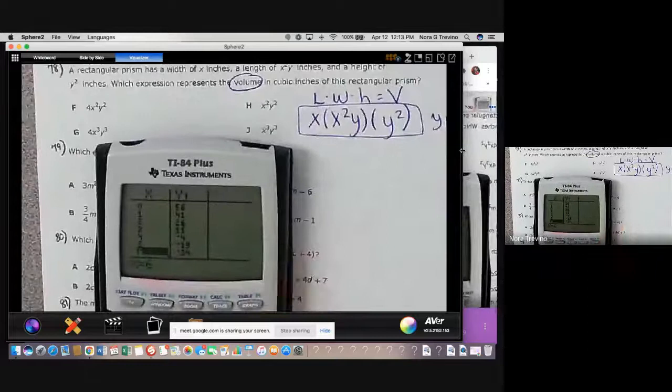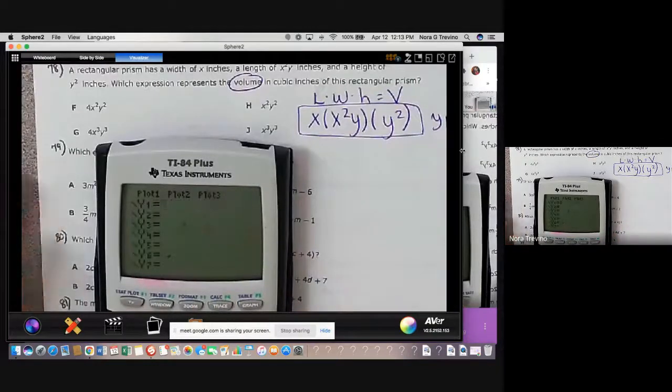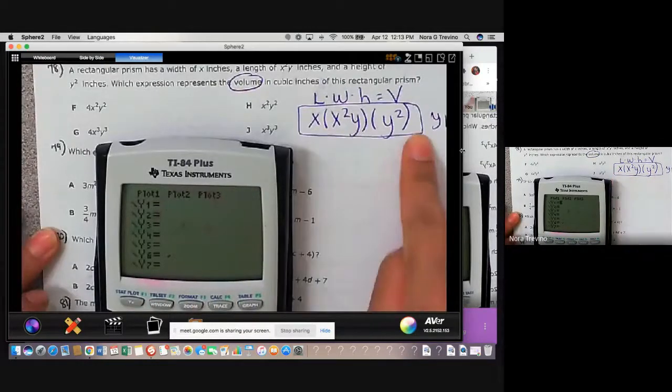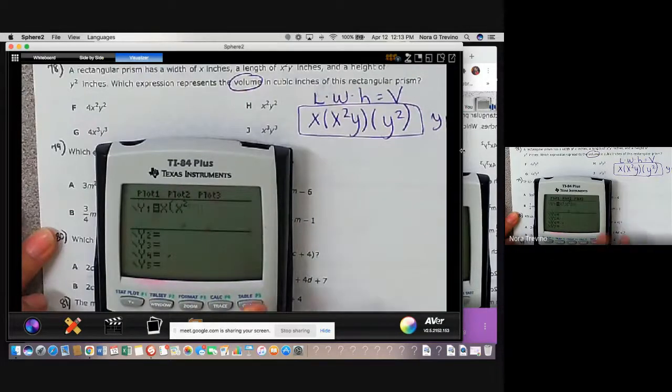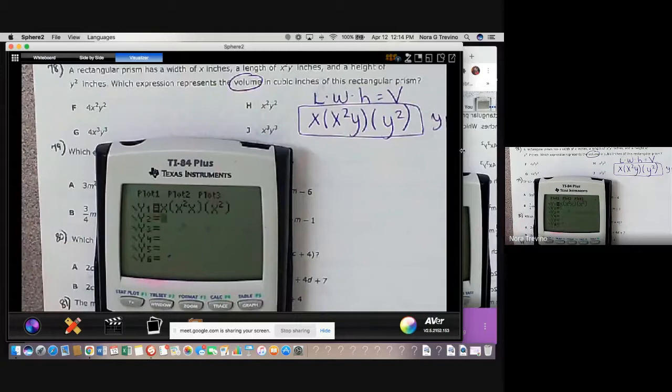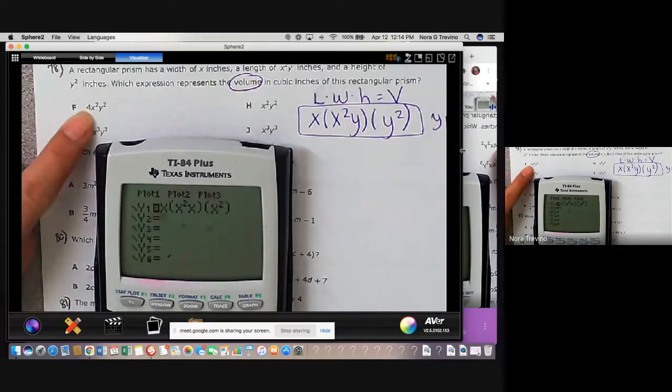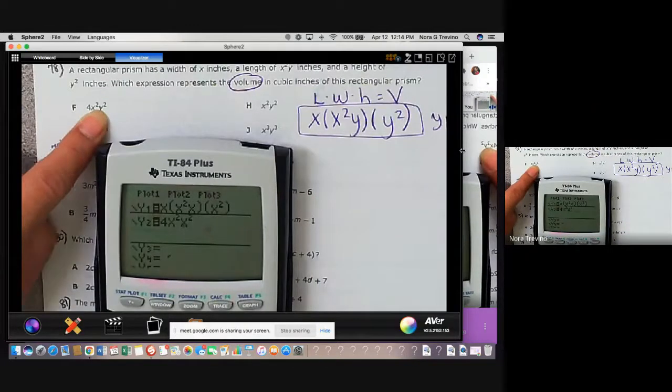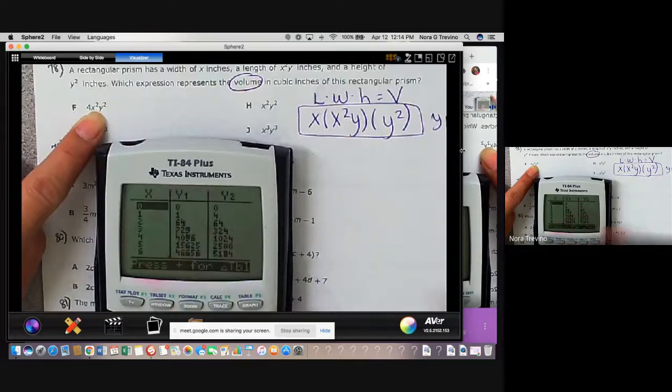But remember, this strategy only works because we're going to put x's only. So this right here, x times x squared, x instead of y, it's x times x squared. That's my original problem. Length times width times height. But I'm not going to solve it. I'm going to check my answer choices. So 4x squared, x squared again, because I cannot put the y's, okay? And I'm going to check my tables. Are my tables matching? No.